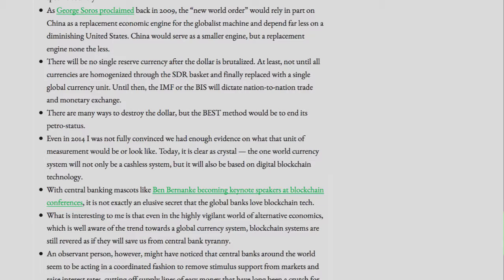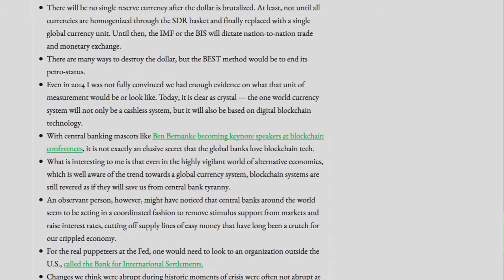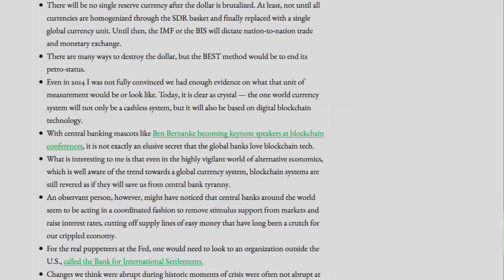There will be no single reserve currency after the dollar is brutalized, at least not until all currencies are homogenized through the SDR basket and finally replaced with a single global currency unit. Until then, the IMF or the BIS will dictate nation-to-nation trade and monetary exchange. There are many ways to destroy the dollar, but the best method would be to end its petrostatus.